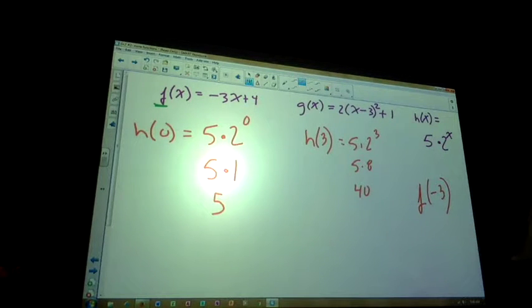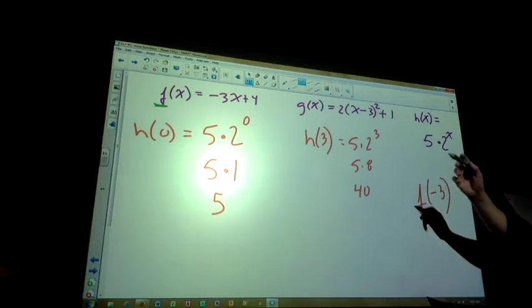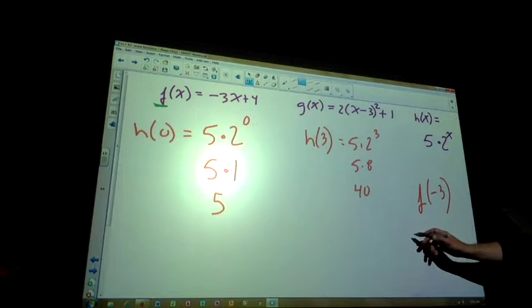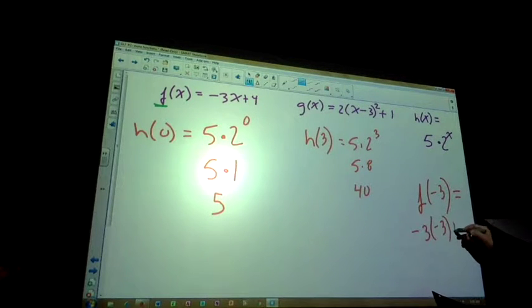Which equation? First, second, or third? First. Why? That says f, okay? So that's going to give me negative 3 times negative 3 plus 4. Negative 3 times negative 3 is? Positive 9. Good. That gives me 13. Okay? So you should be okay on 24, 25, and 26.